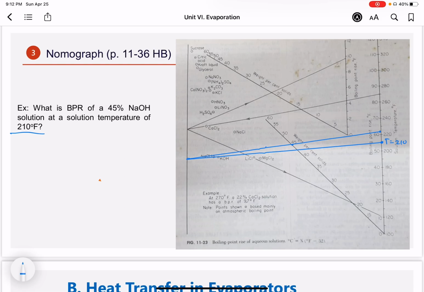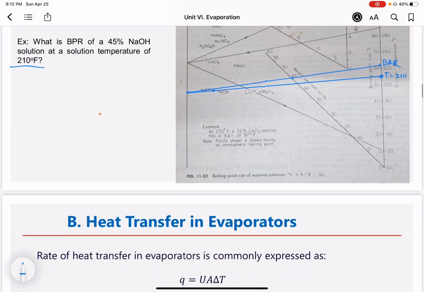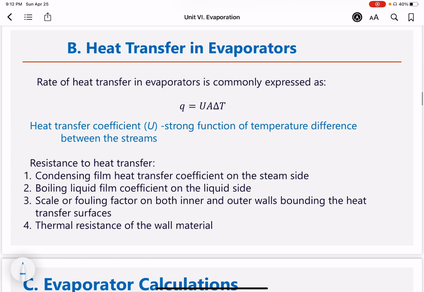So from your reference temperature, project it to your corresponding solute, and then from the corresponding solute to the end of this vertical line, project it to the weight percent, and then read your BPR. Okay, so that's just how easy it is. Okay, now let's talk about heat transfer in evaporators.